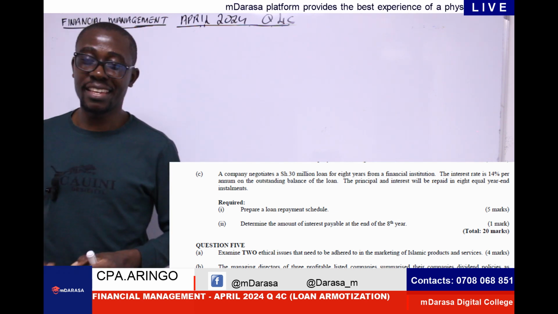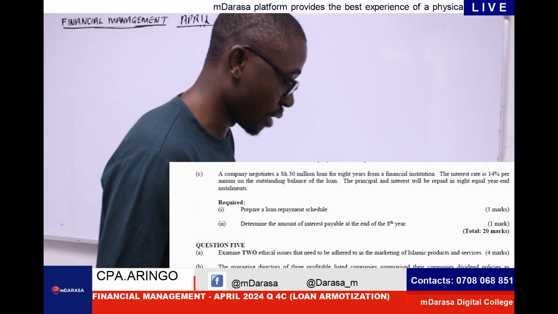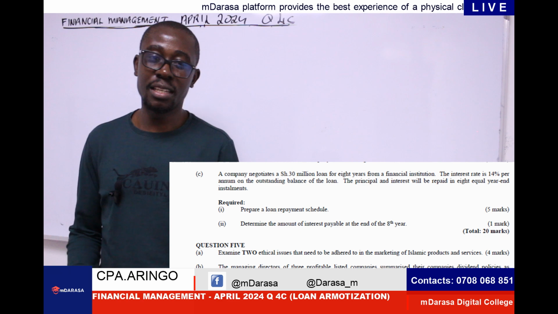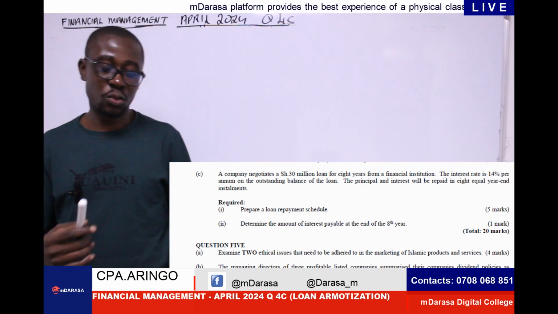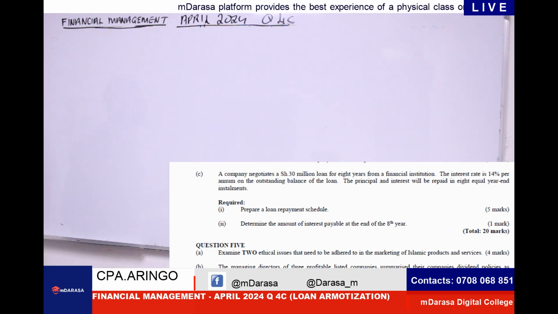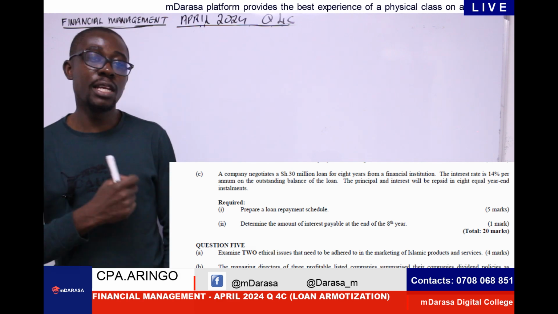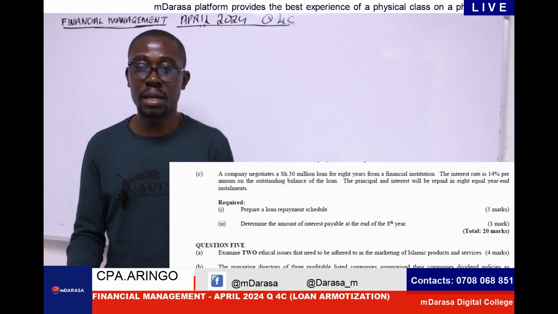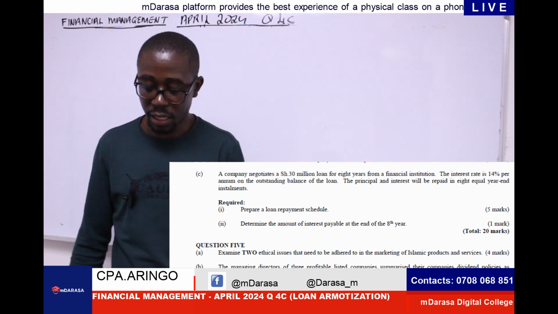That's a very interesting question, and many times whenever we have such questions, my students will always ask, Mwalimu, what if you're told it was being paid at the beginning? That's where you should always remember the concept of annuity due. But in this case, you're told at the end of the period. Because you're required to prepare the loan repayment schedule and also to determine the interest payable as at the end of the 8th year.